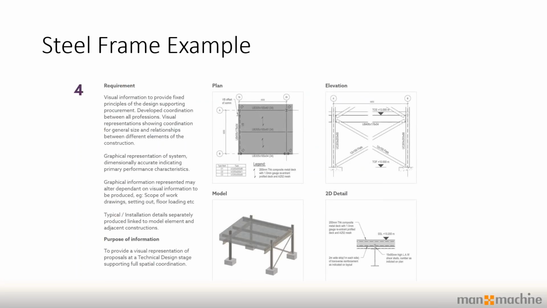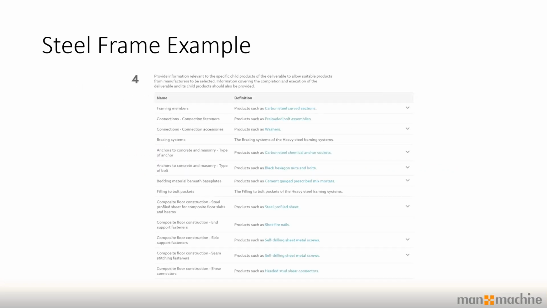So at 4, you have sectional detail. You have 2D detail that's showing you about connections so that you've got something that is fully technically designed for full spatial coordination. And because of that, you have a load more properties attached to it.